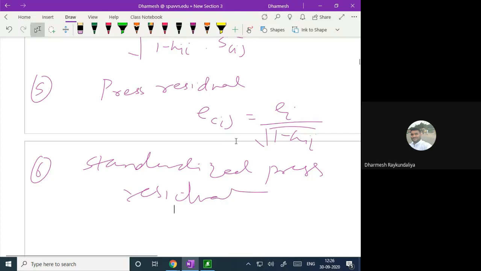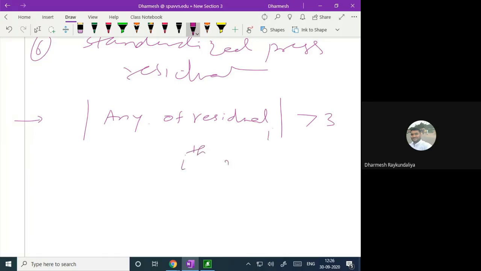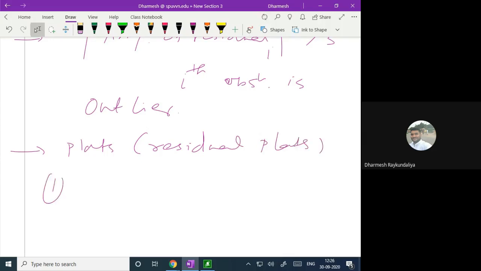Okay, so you will compute the several residuals, and after computing the residuals, you see that if the absolute value of any of the residuals exceeds 3, then we say that the ith observation is an outlier. Then you will draw the plots. We call them the residual plots. First, you can draw the normal probability plot.